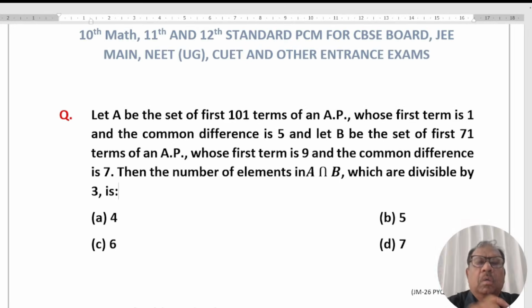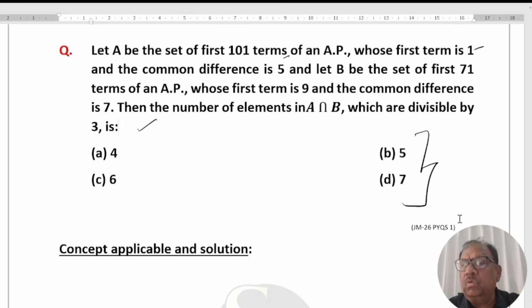Let's move further. Question is, let A be the set of first 100 terms of an AP, whose first term is 1, common difference is 5. And let B be the set of first 71 terms of an AP, whose first term is 9, common difference 7. Then the number of elements in A intersection B which are divisible by 3 is. 4 options are given, one of the options is correct. Question is taken from JEE Main 2026.